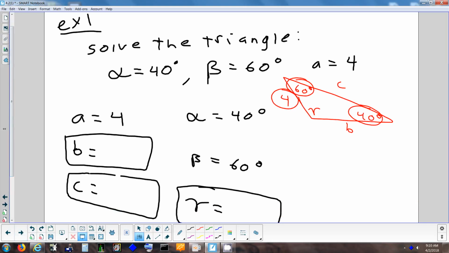So if you know side, side, side, that is not something you know how to solve yet. We're not going to do that today or tomorrow. Same thing if I gave you a side, angle, side, SAS. You would not have a complete row. You can't use this to solve it.